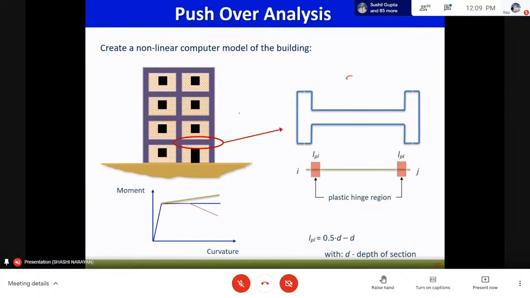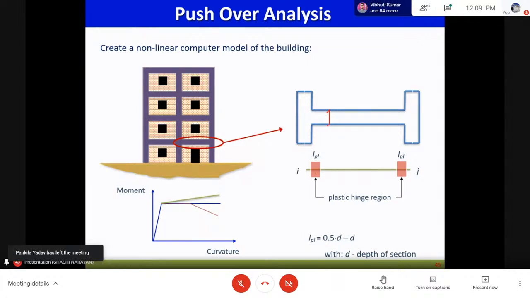So what we do in this, we define the length of a plastic region. That is, we assume this is the length where plasticity can come, or where our hinges can be formed. This length varies from 0.5D to D, where D is the depth of the member. So the length of the plastic hinge is from half of the depth to the full depth, whatever we wish to give.